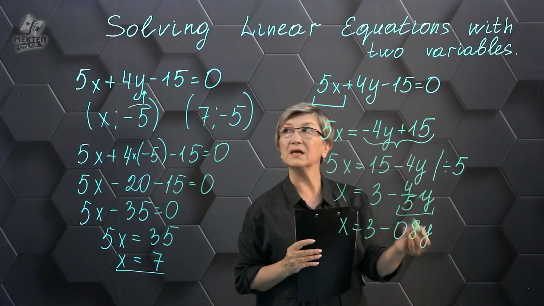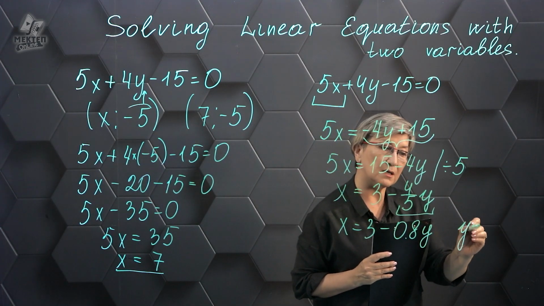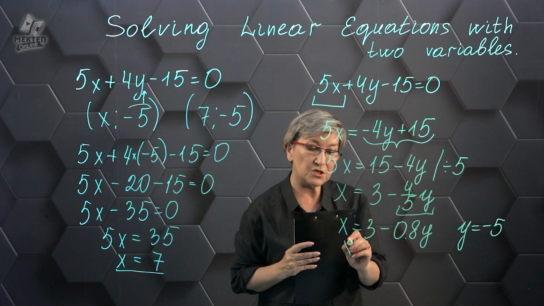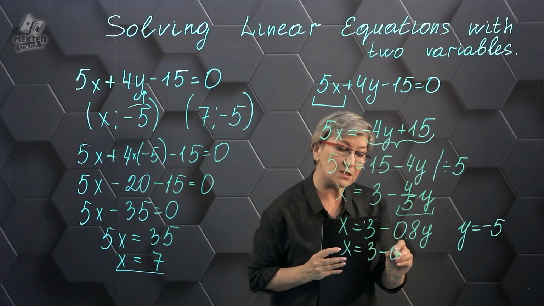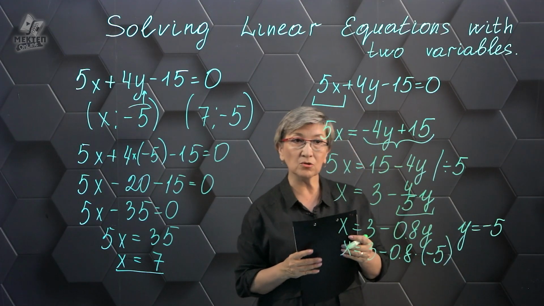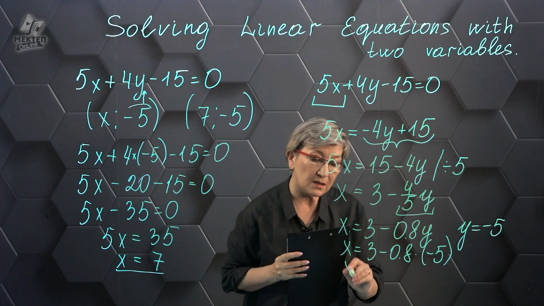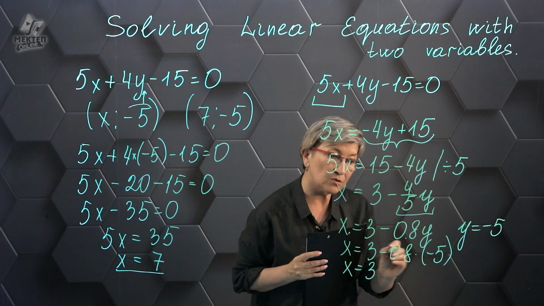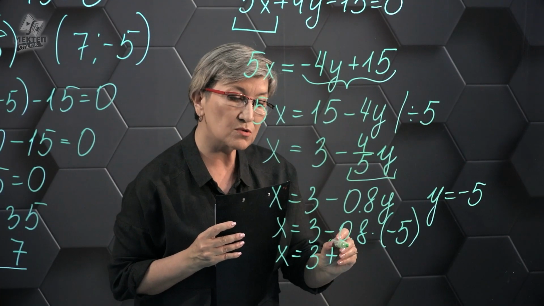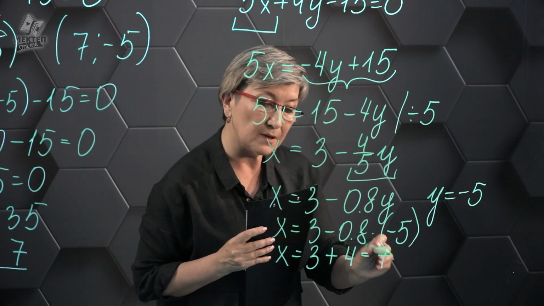And now instead of y, we substitute a value equal to minus 5. Let's write y equals minus 5. That's given in the condition of our assignment. And let's calculate x equals 3 minus 0.8 times minus 5. We have to remember to write down the number with the correct sign. x equals 3, minus times minus gives plus. 0.8 times 5 is 4. The result is 3 plus 4, which is 7.